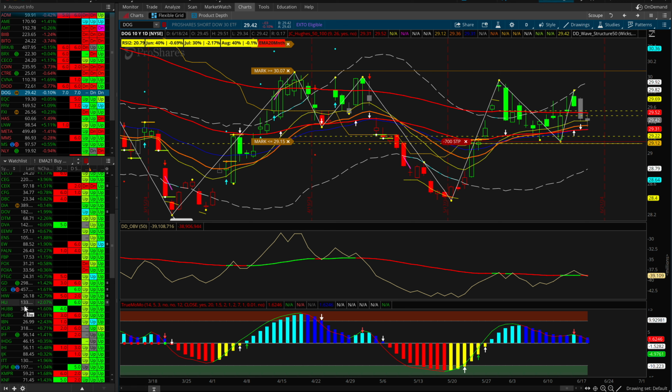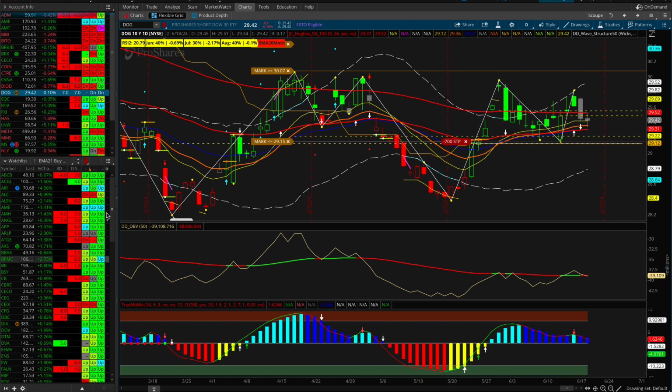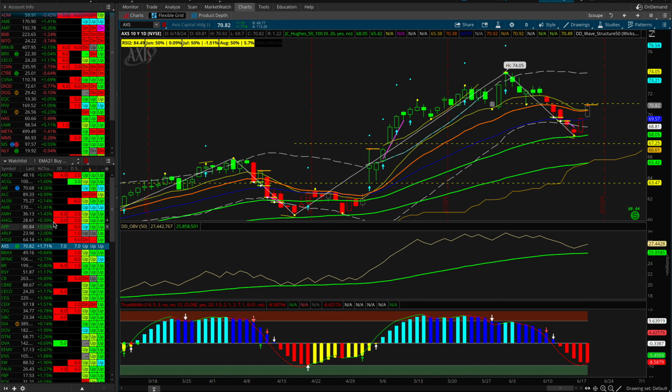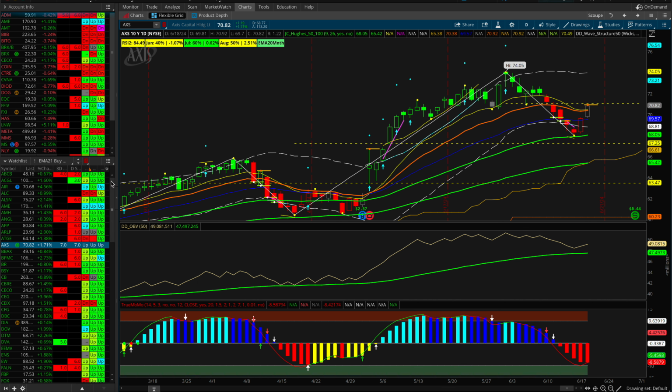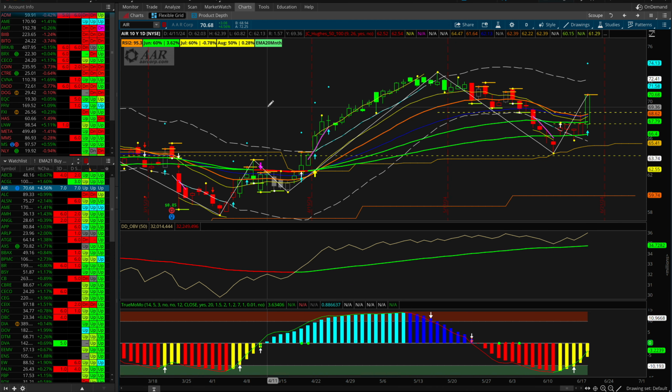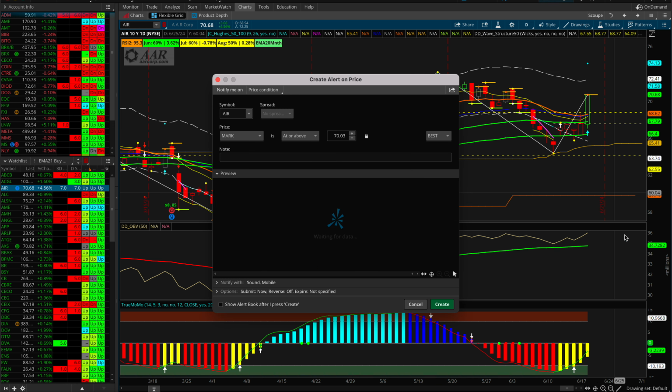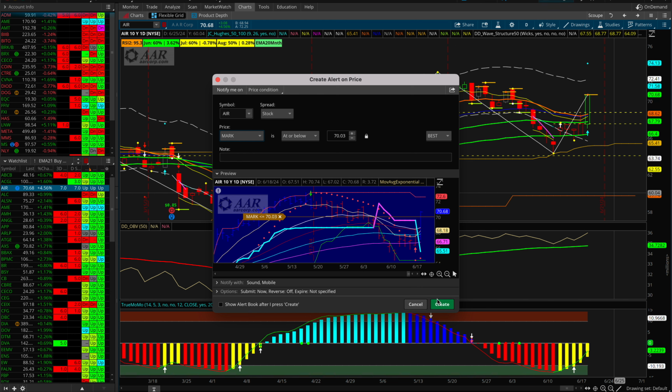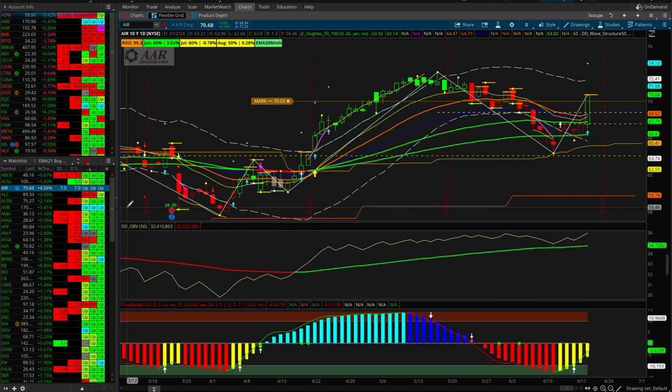I saw something down here that caught my eye. It's too bad. What's AXS? Axis Capital, whatever that is. That's an interesting looking chart. That's a little too far. I'm going to go ahead and throw in an alert here like that for a little bit of a pullback.